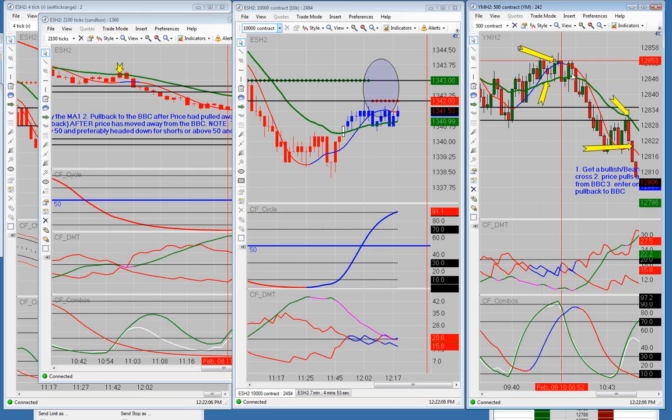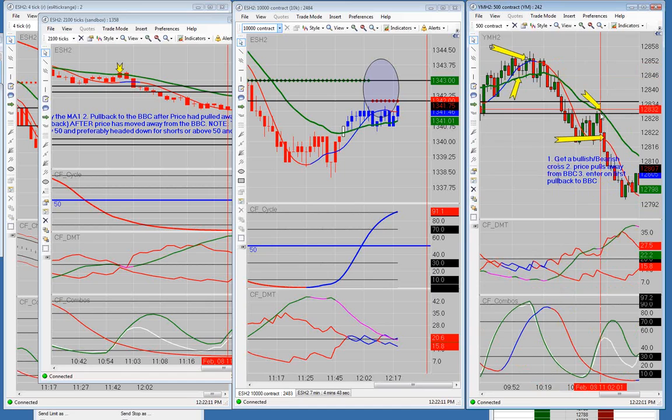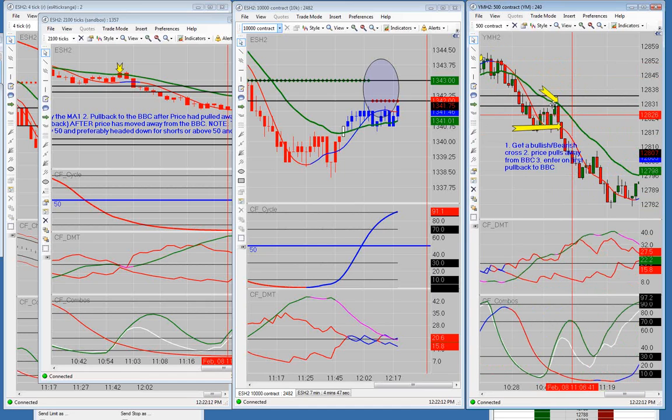For those of you who don't know, the window of opportunity is the area between the BBC and the MA1. All right, there and there. When price pulls back to the BBC, if it's going to trade in the direction that we anticipate it trading, it's almost always going to fill that window of opportunity.